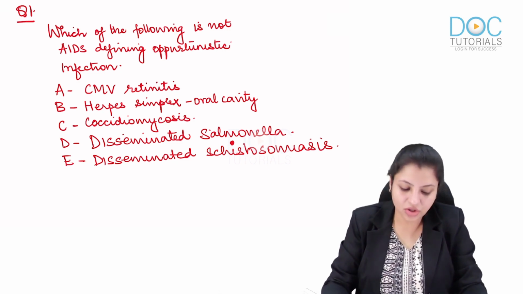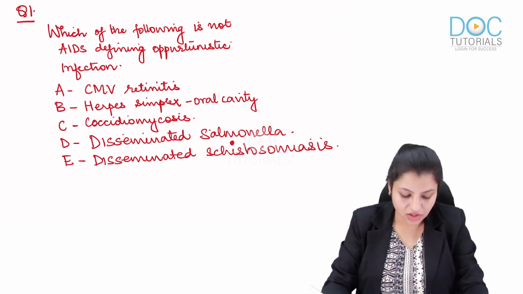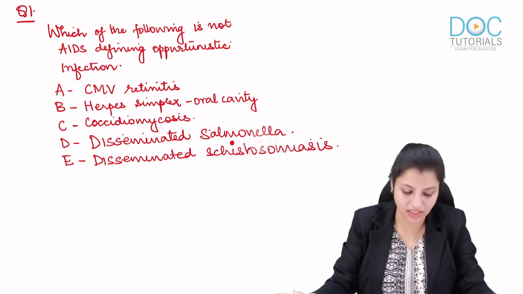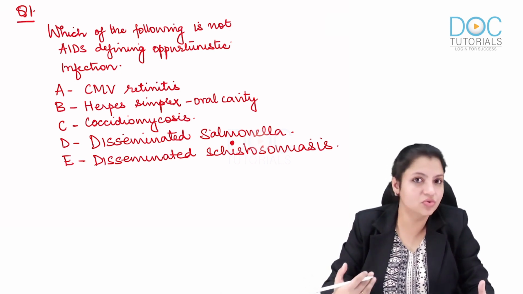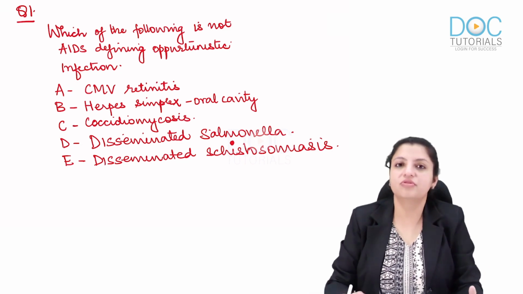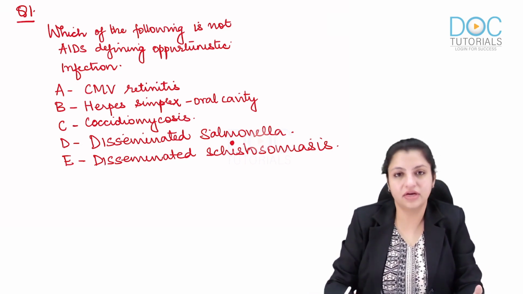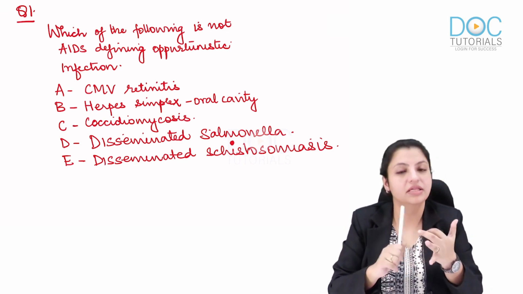Which of the following is not an AIDS-defining opportunistic infection? The options are disseminated CMV retinitis, herpes simplex, coccidioidomycosis, disseminated salmonella, disseminated schistosomiasis. So there are a lot of things now. Unless you know about it, you can't answer this question. So you should be very clear with this. What are the AIDS defining infections and tumors? These should be very clear.